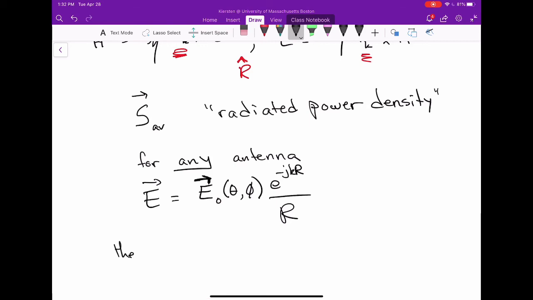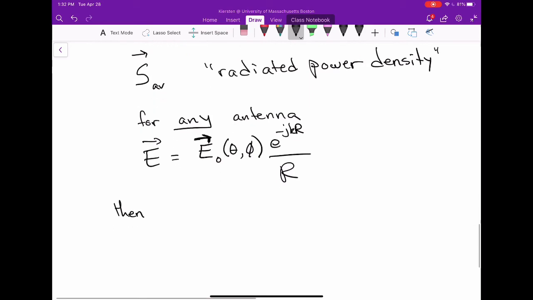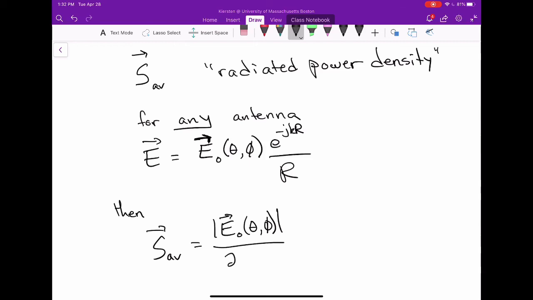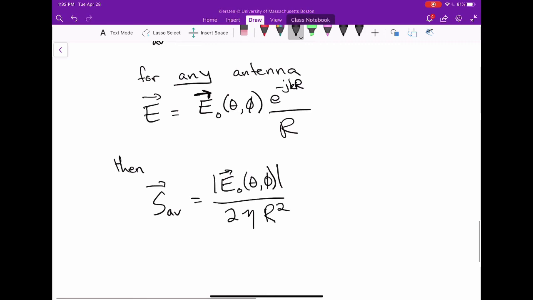Then, also true for any antenna, the Poynting vector is equal to the magnitude squared of that amplitude and phase and angle function divided by 2 eta r squared. That's the radiated power density.